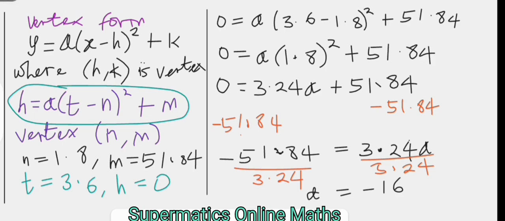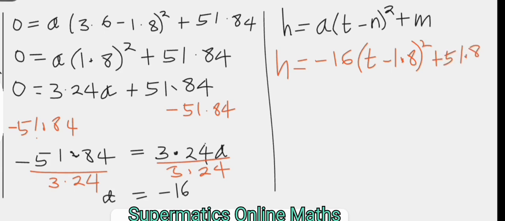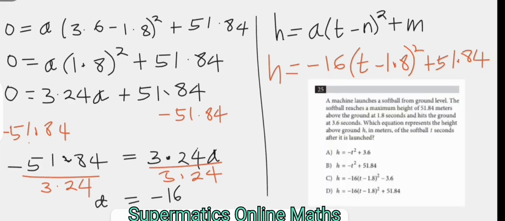So the value of a is plugged back into the vertex form in order to get the quadratic function that represents the motion of the softball. Plugging it back into this vertex form, we have the function as h equals negative 16 times the quantity t minus 1.8 to the second power plus 51.84. The correct answer is in option D.